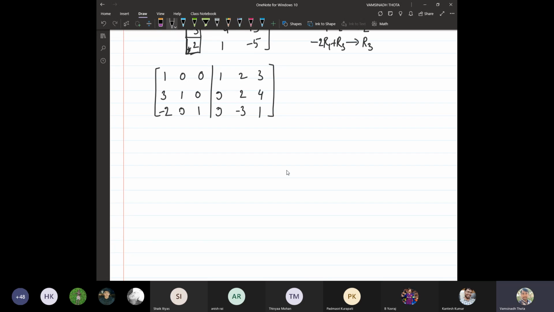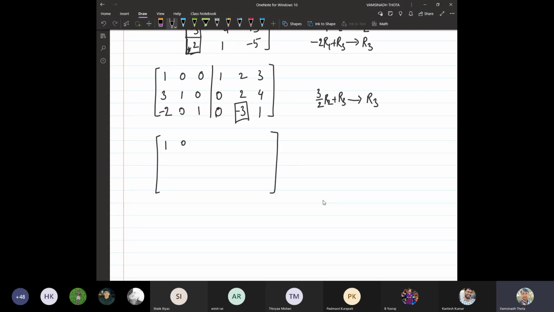Okay. Now, after this one, what do we need to do? Next, there is no need for pivoting here. So let us take this one. We need to make this 0. So how to do it? 3 by 2 times R2 plus R3 replaces R3.